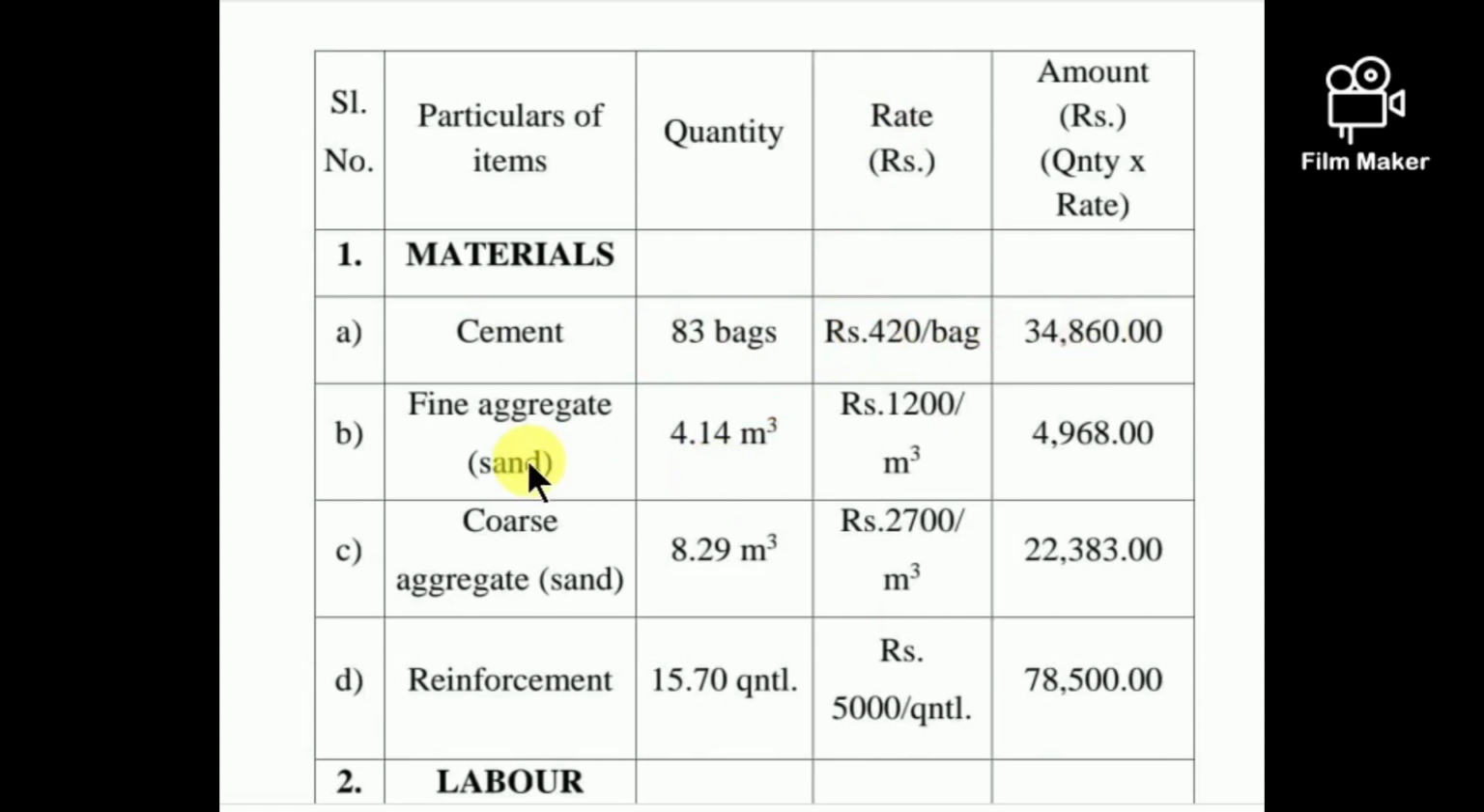Then for fine aggregate we have the quantity as 4.14 meter cube, and for 1 meter cube we'll take the rate as rupees 1200. So we'll get it as this. Then for coarse aggregate, our quantity is 8.29 meter cube and the rate for 1 meter cube is rupees 2700. So multiplying these two will get this. And for reinforcement, we have the quantity as 15.70 quintal, and for 1 quintal we'll take the rate as rupees 5000. So multiplying these two will get this. Next we'll do the calculation of the labor.